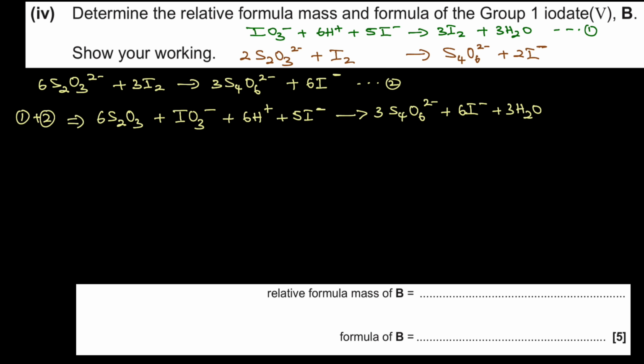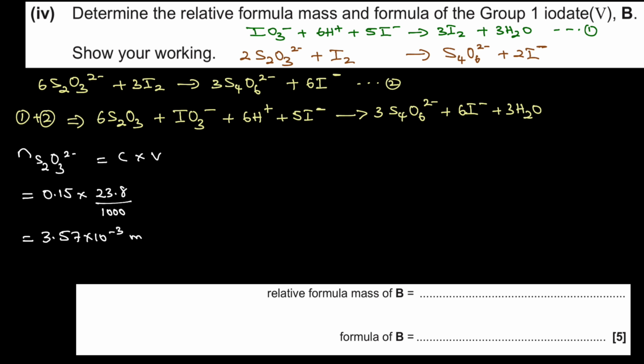From there, we can calculate the number of moles of S2O3 2-, and that will be concentration times volume. We know the concentration is 0.15, that was given, times the volume, which is 23.8 from the titer, divided by 1000, and that gives 3.57 times 10 to the power minus 3 mole. We are given these reaction equations.